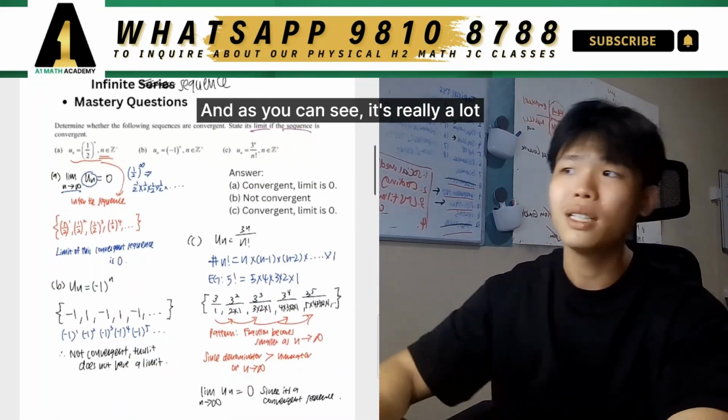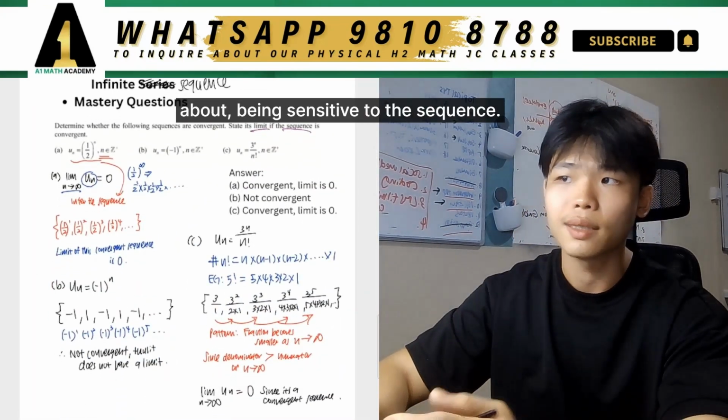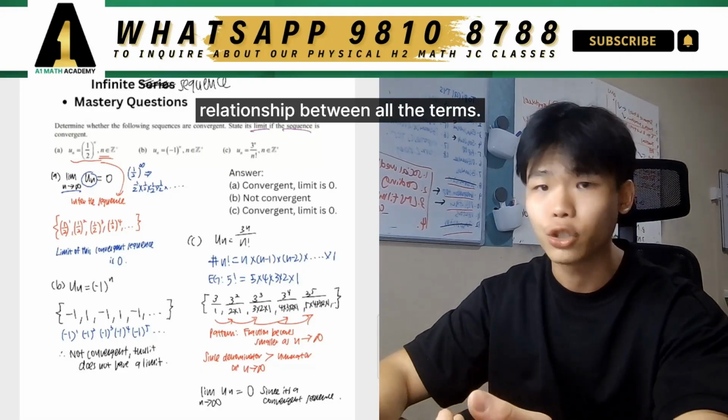And as you can see, it's really a lot about being sensitive to the sequence. You need to map it out first to see the relationship between all the terms.